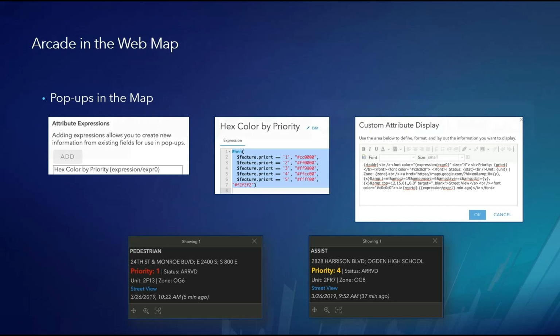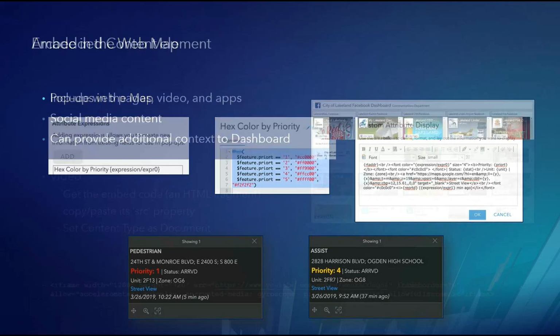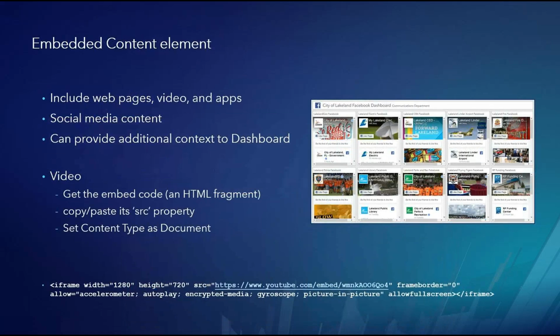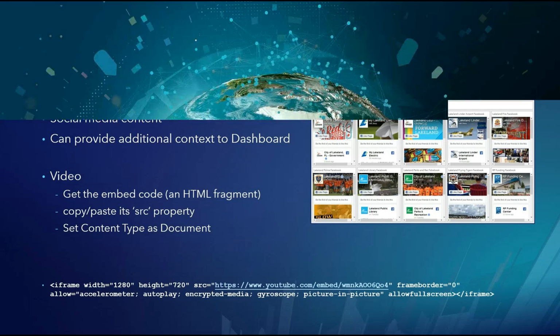That's Arcade. Okay, the next thing that I wanted to talk about, I mentioned already, is embedding content. There's a new element, just like the list widget or the header widget that I mentioned before. It's a new element called embedded content, and this allows you to drop in web pages, video, apps, anything with a URL, social media content, even surveys or other applications, directly inside of your dashboard. So for video, you can get the embed code, like an HTML fragment, and drop that in there. Think of it almost like an iframe, but it's just out of the box inside of the embedded content widget.